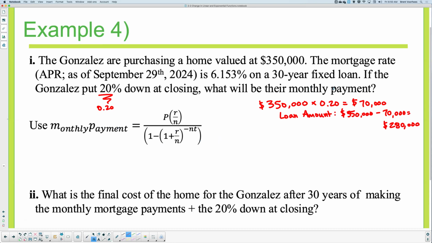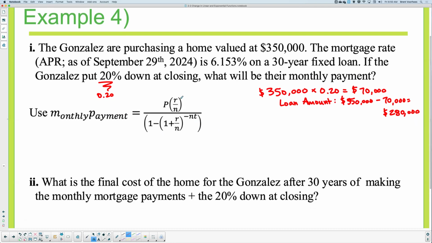Okay, so if you want to know what will my monthly payment be, how much will I have to pay per month, you use this formula. The monthly payment, MP, would equal the principal amount of the loan, which we're going to say is 280,000, times the rate. That rate is 0.06153, all divided by the number of payments.